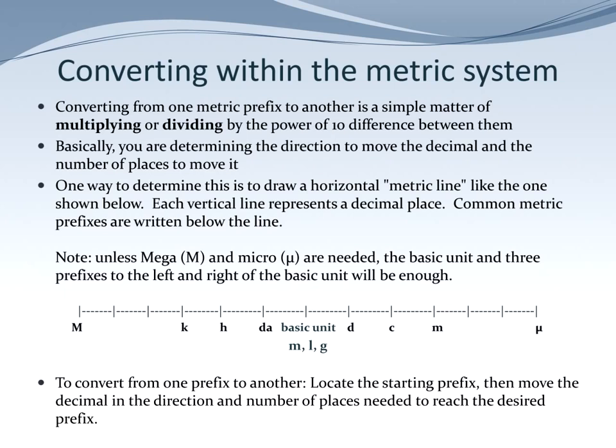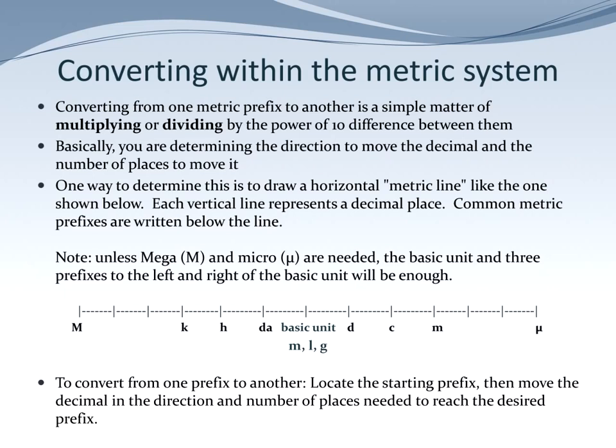To convert from one metric prefix to another, first determine the power of 10 difference between them. Then, either multiply or divide by this power of 10 difference to make the conversion. These calculations either move the decimal to the left or the right a certain number of places from its starting point. An easy way to determine the correct direction and number of decimal places to move is to draw a horizontal metric line like the one that is shown.